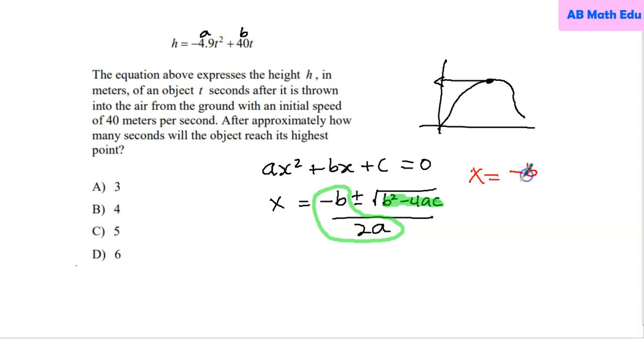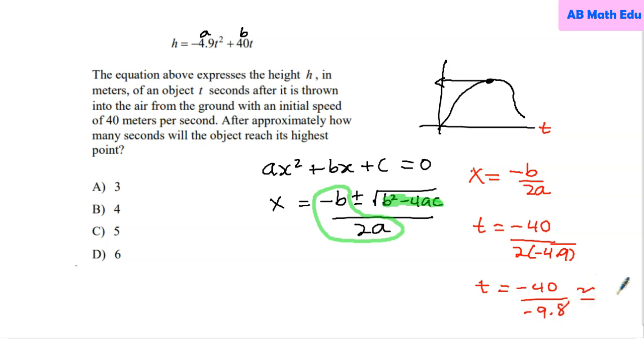The negative b over 2a will tell us the time that it reached, because that's going to be the t. So t equals negative b over 2a. We know our b to be 40, so negative 40 divided by 2 times negative 4.9, which gives us negative 40 over negative 9.8, and which is going to give us 4.08 seconds. Now it was multiple choice, so the closest approximately is going to be.